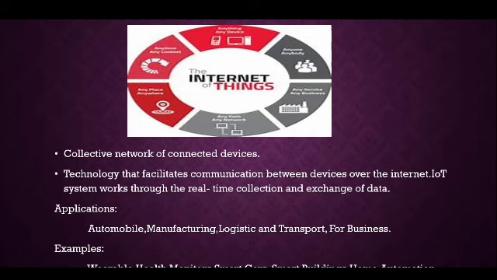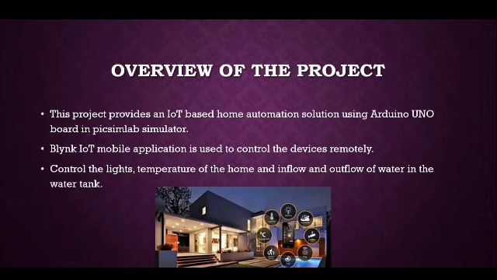The Internet of Things is the collective network of connected devices and technologies that facilitate communication between devices over the internet. An IoT system works through the real-time collection and exchange of data. The applications of IoT are automobile, manufacturing, logistics and transport, and it is also used in business. Examples of the Internet of Things are wearable health monitors, smart cars, smart buildings, and home automation.